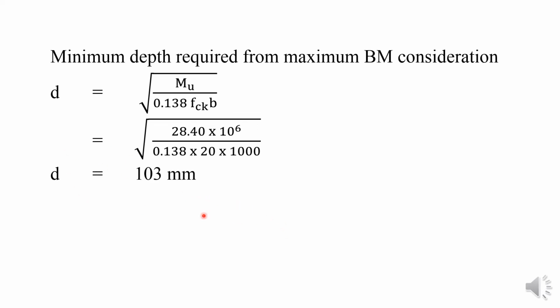So already we provided 160 mm. For this moment we are getting a value of 103. So d required is less than d provided. Hence this depth is enough to carry that bending moment. So we have to provide d equal to 160 mm. Next we have to design the reinforcement in the longer direction as well as the shorter direction.